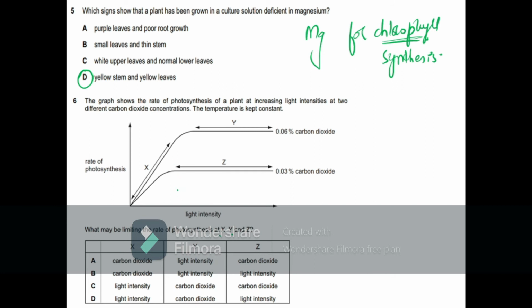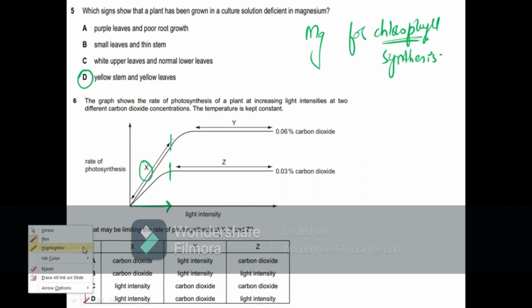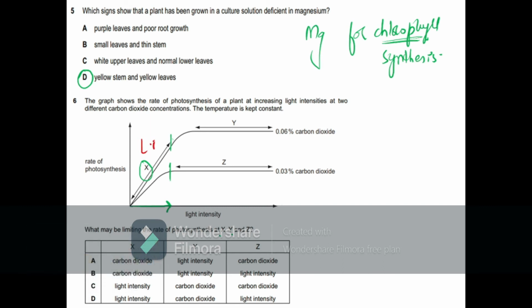Okay. You can observe here, when you are increasing the light intensity till X, so what will happen? Rate of photosynthesis is increasing. But after this, when you are increasing the light intensity, there will be no effect. So till X, what is the limiting factor? Light intensity is the limiting factor. Basically till point X, light intensity is the limiting factor. But as you can observe here, at 0.03% carbon dioxide, the rate of photosynthesis is also limited.